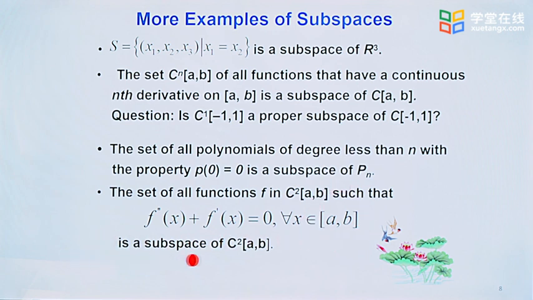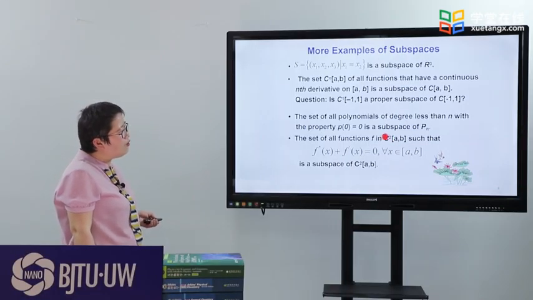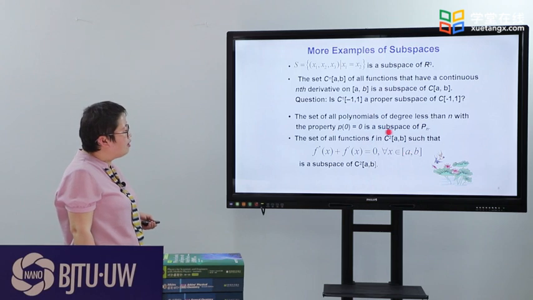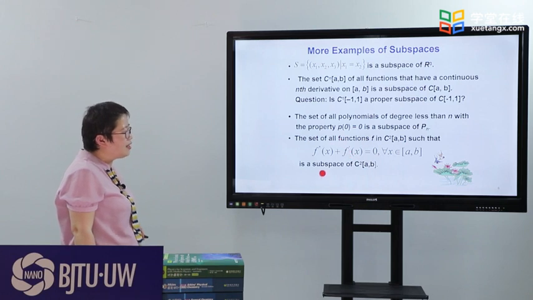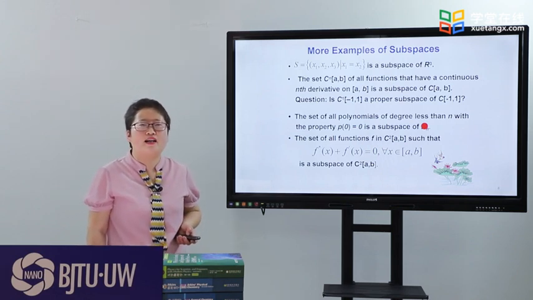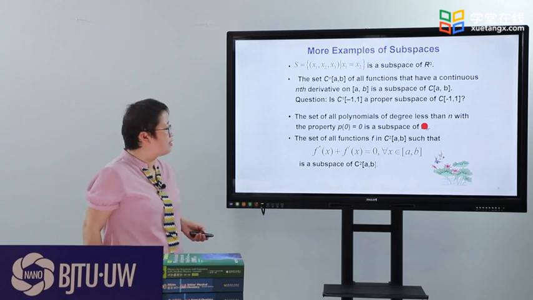This is also a subspace of C2[a,b]. Here, C2[a,b] contains all the functions with a continuous second derivative. So the set of all functions that also satisfy this equation is a subspace of C2[a,b]. You can just show that scalar multiplication and addition are closed in this subset.